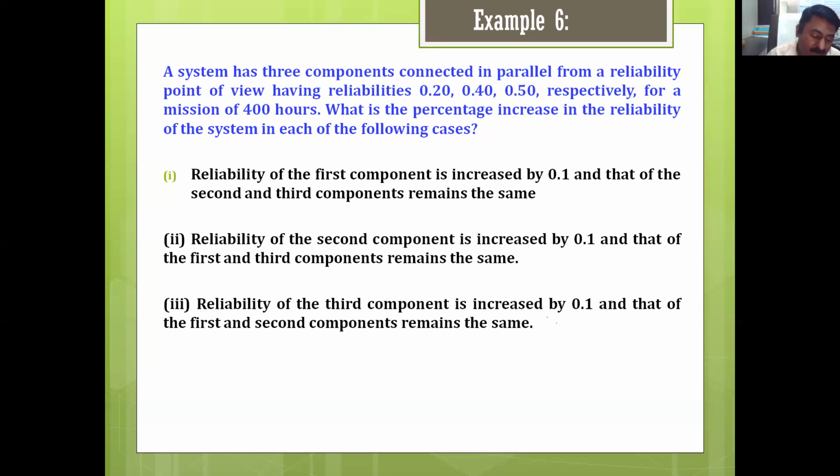And then we have to calculate, friends, what is the difference in the reliability and what percentage increase in the reliability of the system if we go for the changes as mentioned. So my very first task is to take 0.2, 0.4 and 0.5 and calculate the reliability for these cases first.